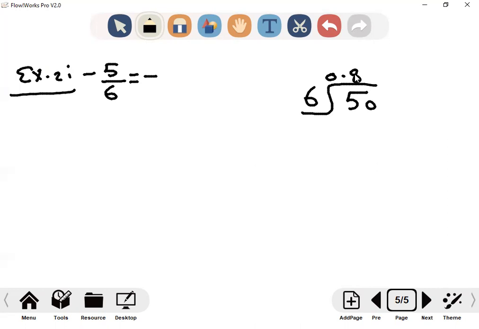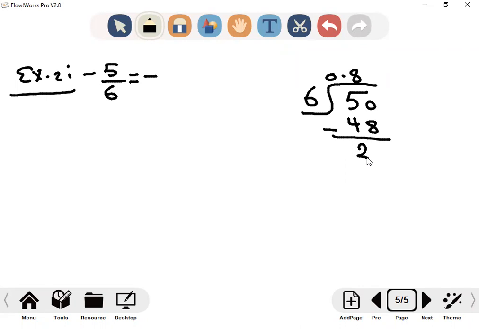7. 7 times 6 is 42. If you put 42, 50 minus 42, how much? 8. The 8 is bigger than 6. Can we use 7? No. So here 8 divided by 6, how much? 48. Subtract, 2. The 2 is less than 6, right?